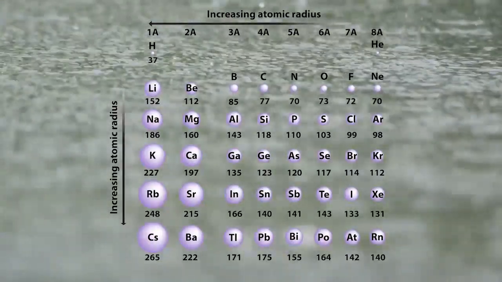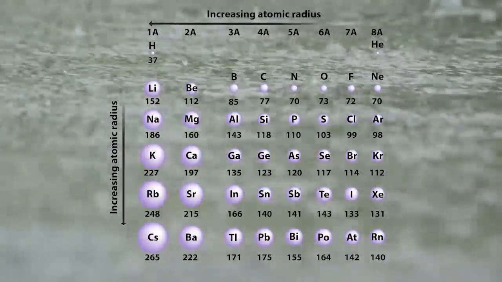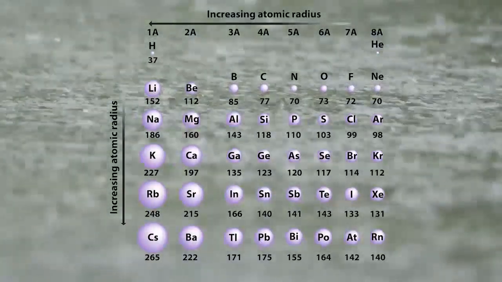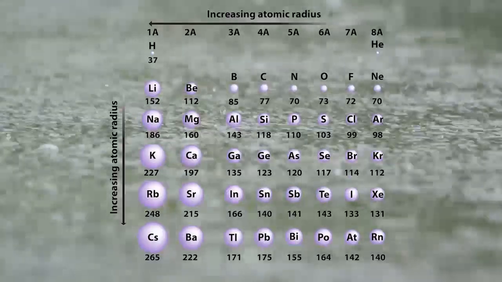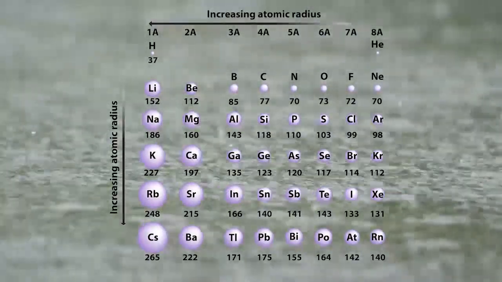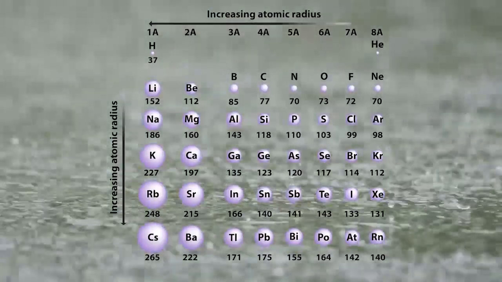As you move down a group on the table, the atomic radius increases. This is because there are more layers of electrons added to the atom as you move down a group. These extra layers of electrons repel the valence electrons, pushing them further from the nucleus.